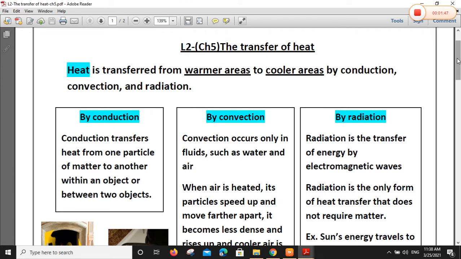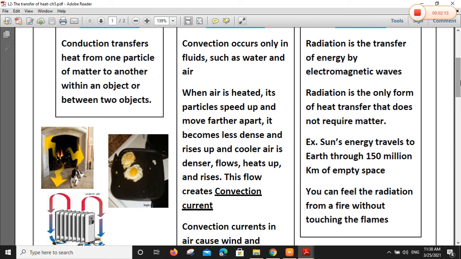The other way the heat is transferred from warmer to cooler is by convection. Convection occurs only in fluids. When I speak about fluid, I mean air or water. Convection occurs only in fluids such as water and air. What happens when air is heated? The particles speed up, move faster, and move farther away. And what happens to it? It becomes less dense. Less dense means light. So it rises up.